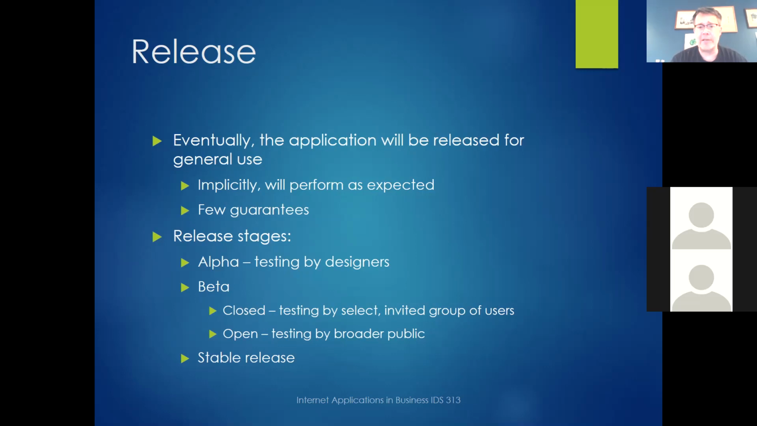So alpha, as you might guess, happens first, and that means testing by the designers themselves, so internal to the project, okay? Beta is where it's released, so beta follows after alpha, and there are 2 flavors of beta testing. Closed is where the application is tested by a select invited group of users. So you send out some email, we're looking for 100 people to test this, or maybe it's somewhere else in the business, right? You get a small set of potential users of the application. And then open beta is testing by the broader public. Basically, you post it up somewhere and say, here's our application, come use it. If things go wrong, let us know, that sort of thing.